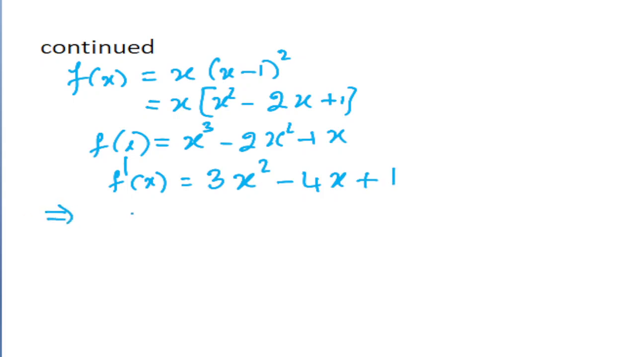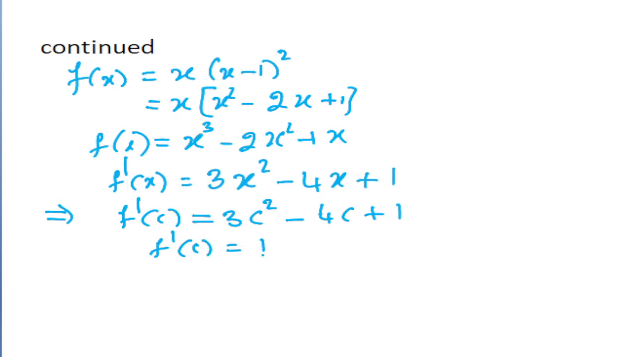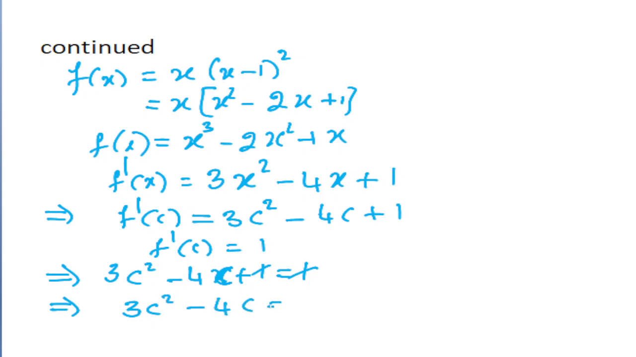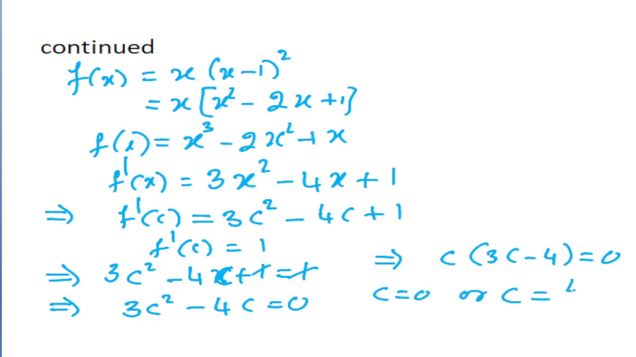Now put c here in place of x, so we'll get f dash of c. What is f dash of c? 3c square minus 4c plus 1, and we know f dash of c is equal to 1. So we get 3c square minus 4c plus 1 is equal to 1. On either side 1 and 1 will get cancelled. So we'll get 3c square minus 4c is equal to 0. Take out c common, then we will get c times (3c minus 4) is equal to 0. This gives c is equal to 0 or c is equal to 4 by 3.